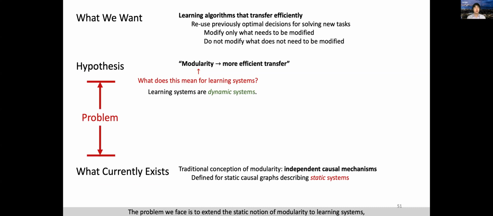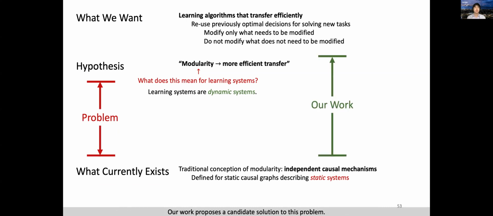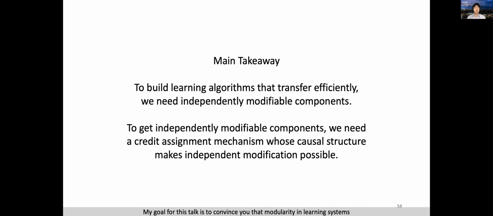The problem we face is to extend the static notion of modularity to learning systems and understand its implications for credit assignment, in particular for reinforcement learning. Our work proposes a candidate solution to this problem. My goal for this talk is to convince you that modularity in learning systems requires it to be possible for the credit assignment mechanism to modify the learnable mechanisms independently. Modularity is just as much about independent credit assignment as it is about independent learnable functions.